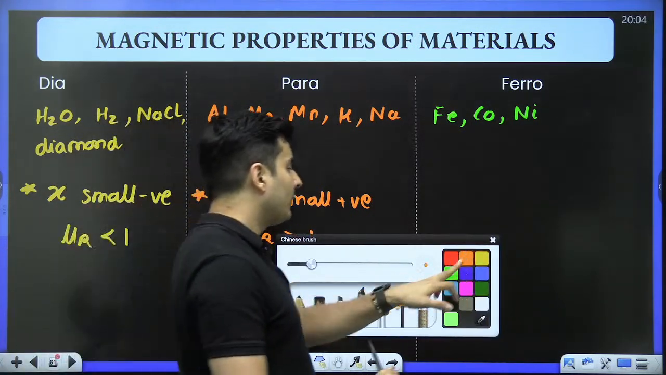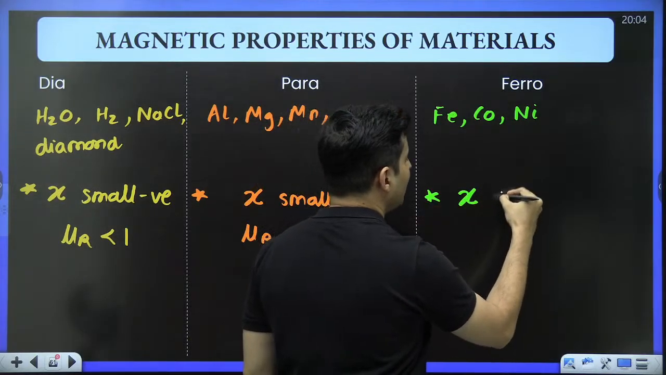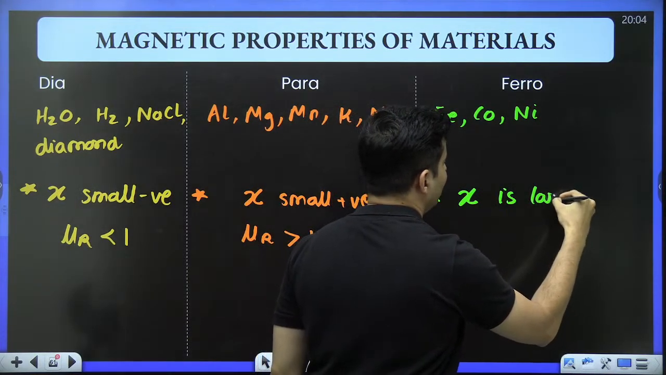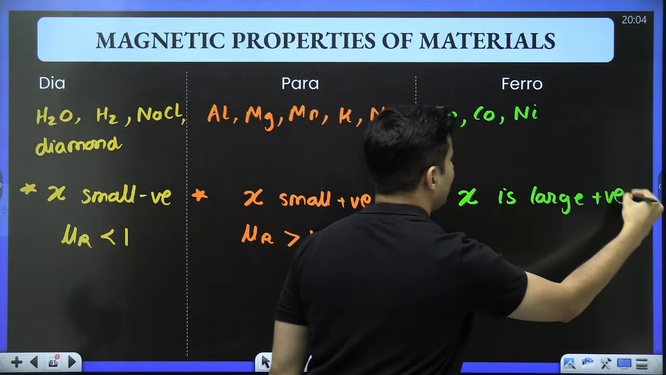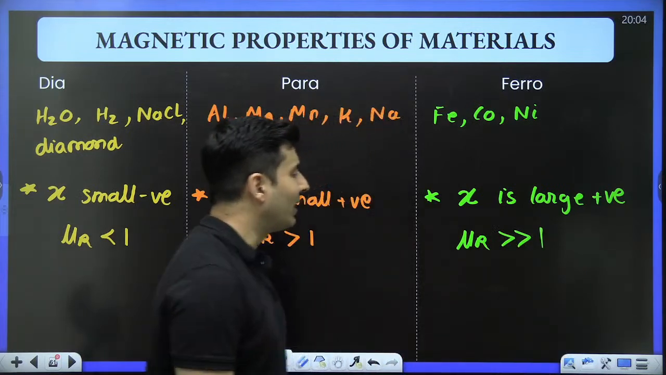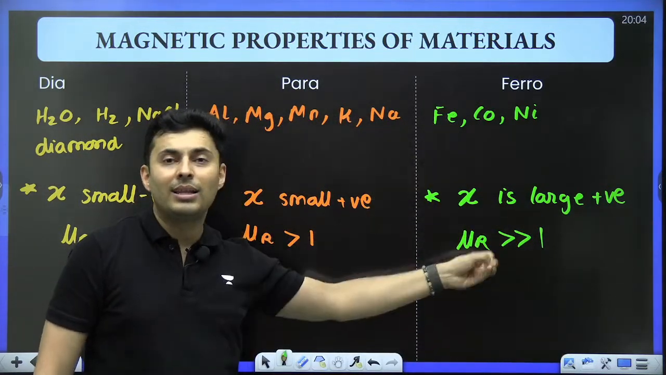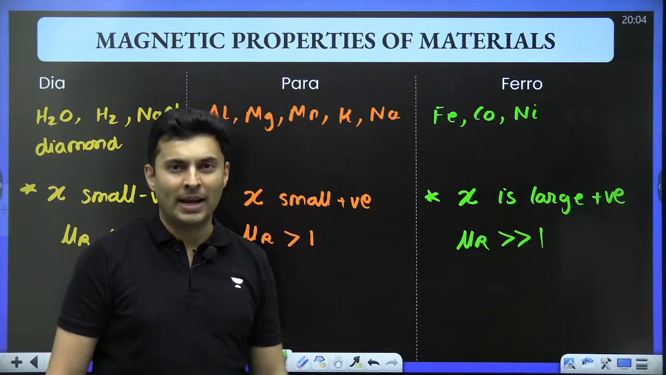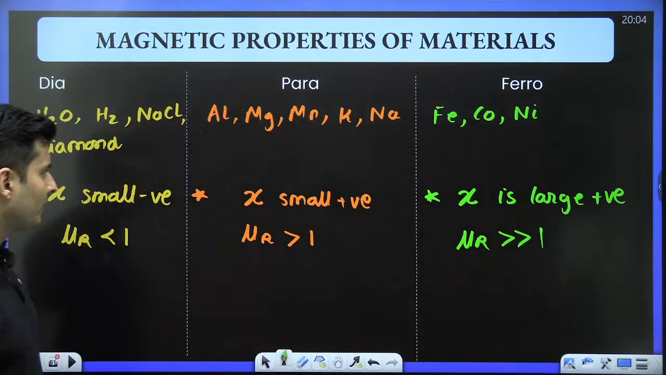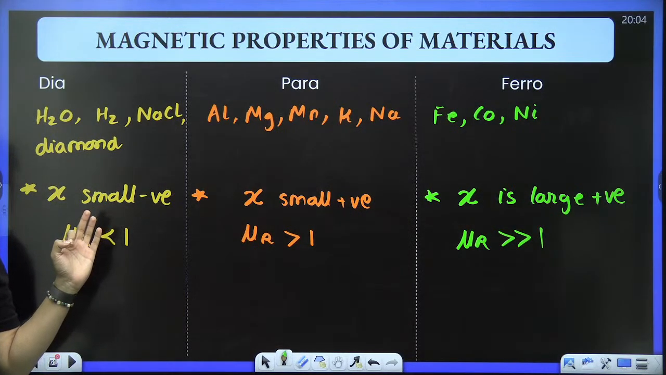But for ferromagnetic, you will see that the susceptibility is a large positive number. And the relative permeability is much, much larger than 1, like 1000, 200, 700. That's how large these values are for ferromagnetic material. Keep this in mind. All these are standard things which you must know, guys.